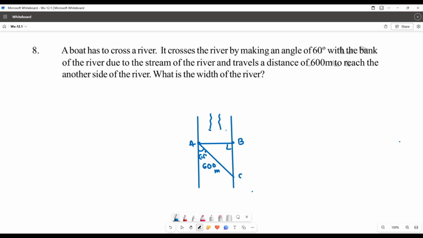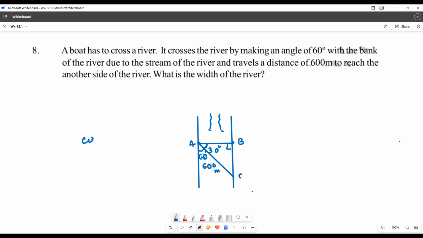That's it. Simple question. They gave a right angle triangle. They gave the length of hypotenuse, and they are asking the length of AB. So since this angle is 60 degrees, and if we add these both angles, we would get 90 degrees. Therefore, this angle is 30 degrees. Fine. So we have a 30 degrees angle. We have 600 meters as hypotenuse, and we have to find the length of adjacent side.